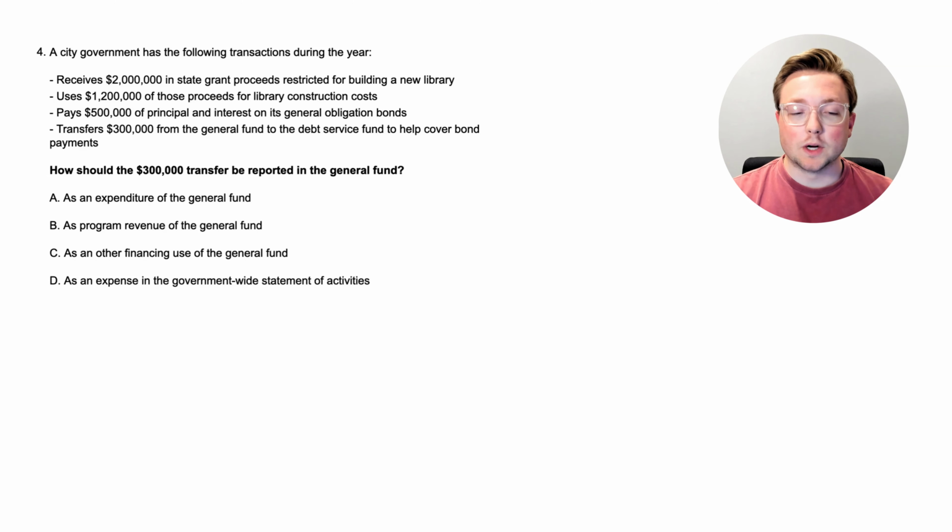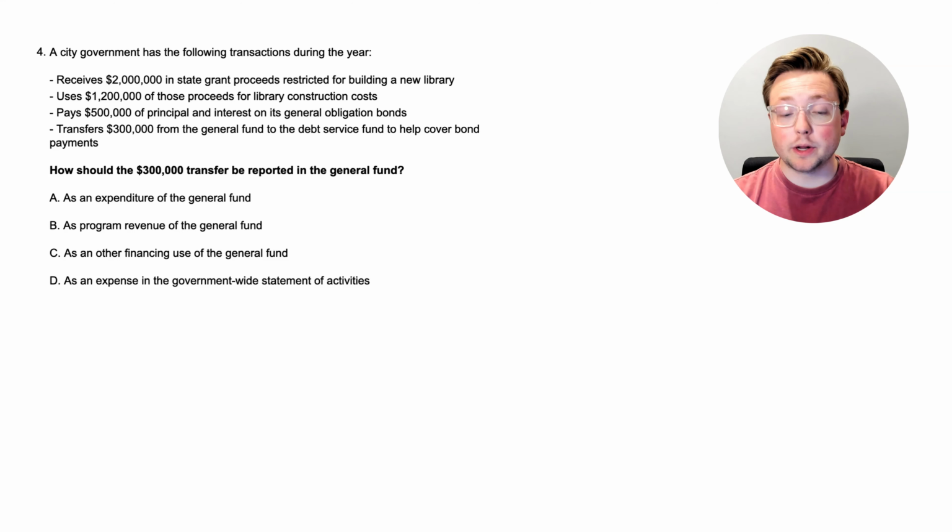All right, here we are at question 4. How should the $300,000 transfer be reported in the general fund? Let's go up to the top. A city government has the following transactions during the year. They receive $2 million in state grant proceeds restricted for building a new library. They use $1,200,000 of those proceeds for the library construction costs. They pay $500,000 of principal and interest on its general obligation bonds, and they transfer $300,000 from the general fund to the debt service fund to help cover bond payments.